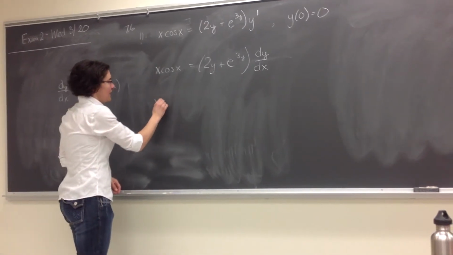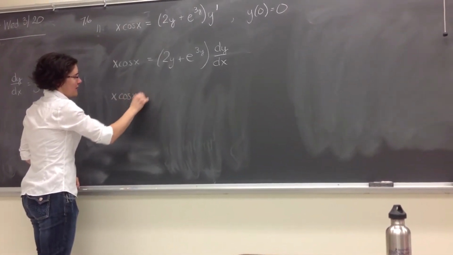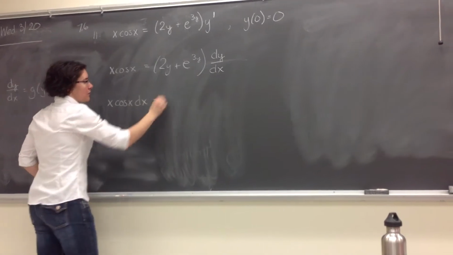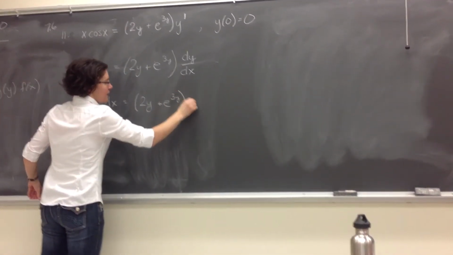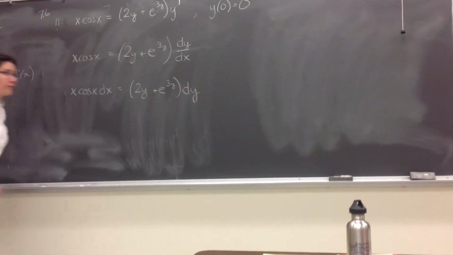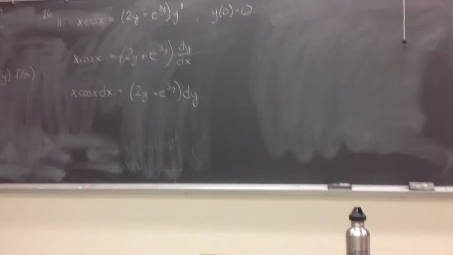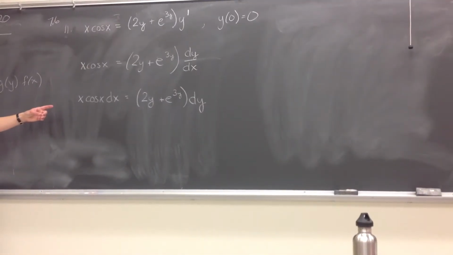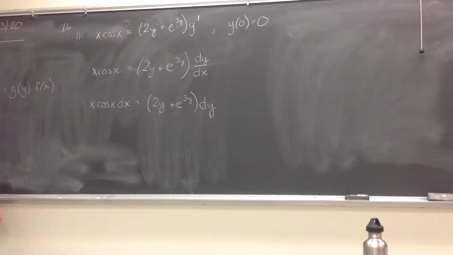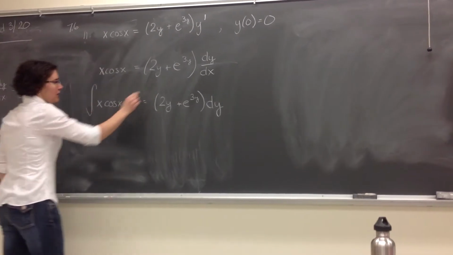So if I do that, then I've got x cosine x dx is equal to 2y plus e to the 3y dy. And now I've separated my differential equation. Are there any questions about that part? Okay, once I get to there, then I say, all right, great, now I'm going to integrate both sides.